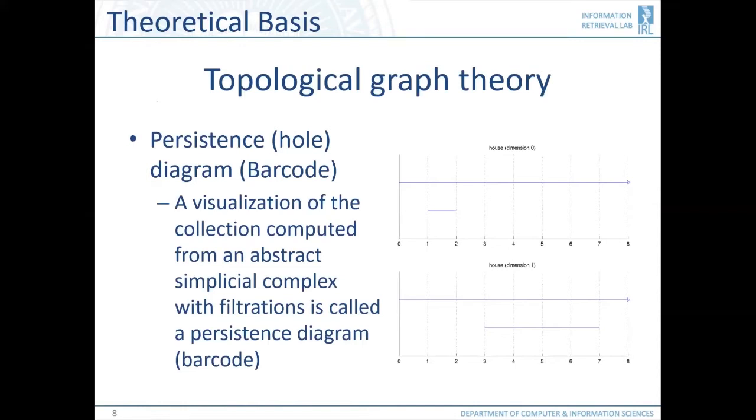So how do we use persistence to quantify this? We use the persistence diagram, or what we call a barcode. A barcode is a visualization of the collection computed from the abstract simplicial complex with filtrations, and is called a persistence diagram. Like this example in this picture.